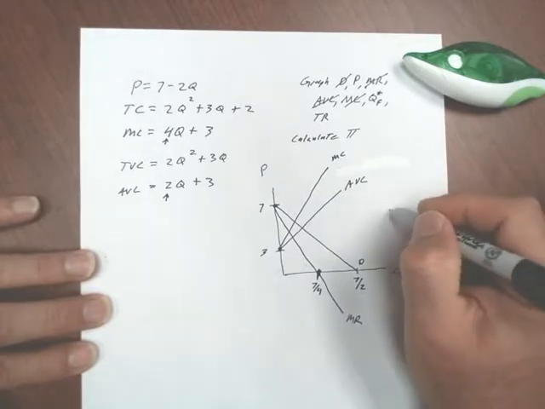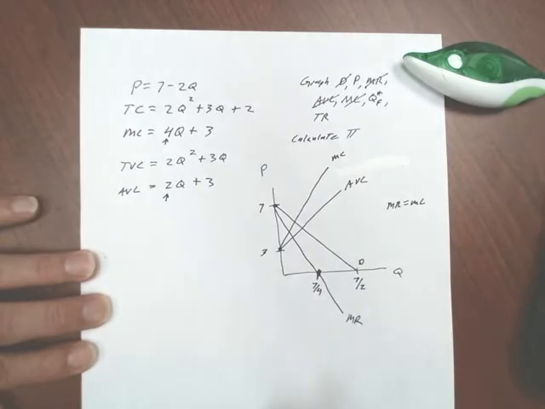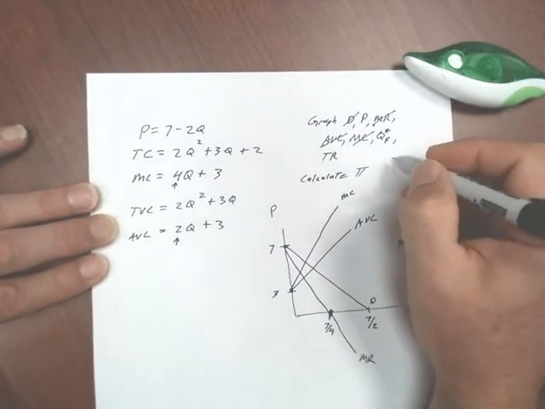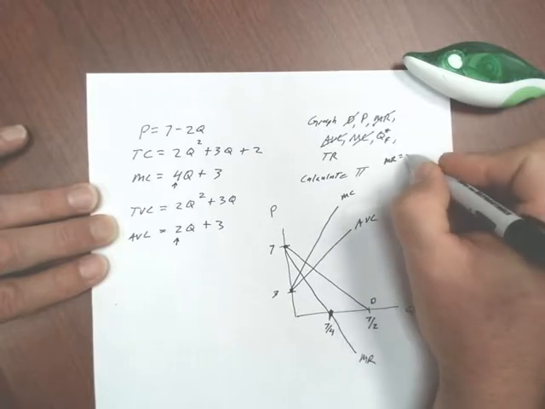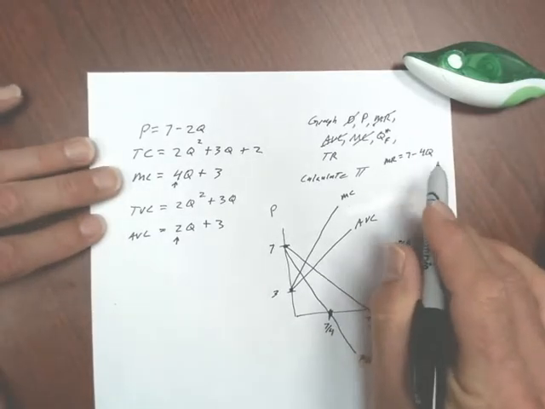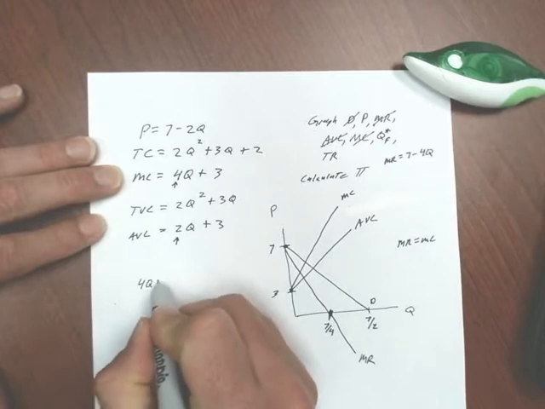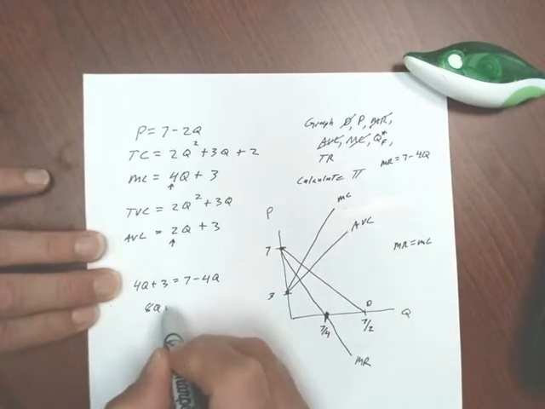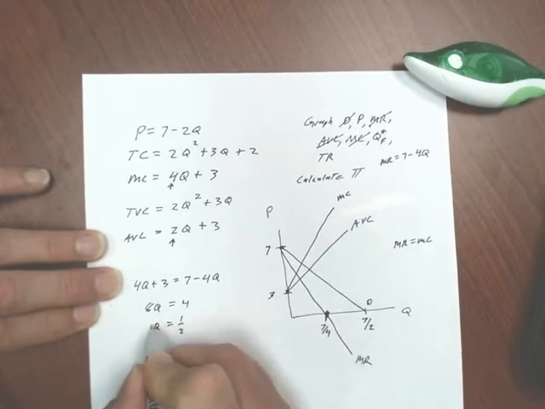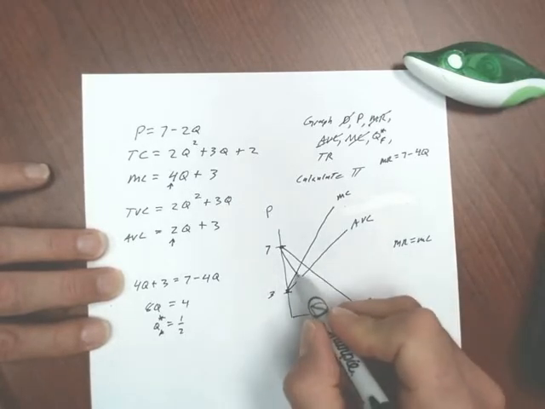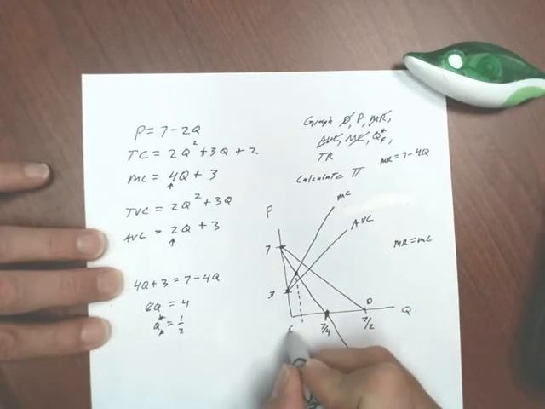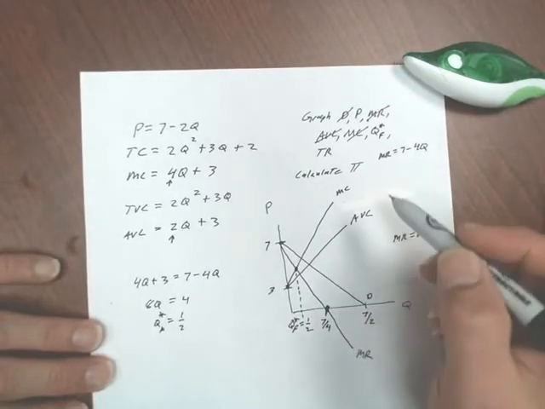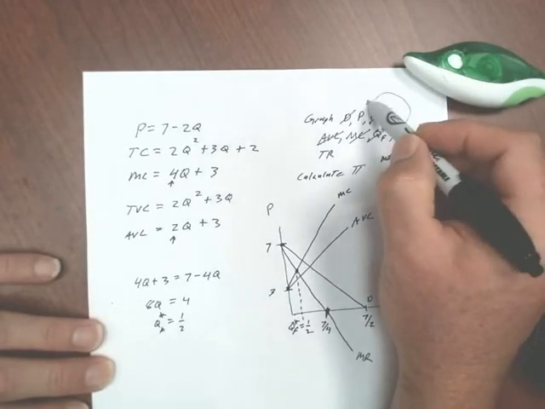Now let's find the profit maximizing output level. The profit maximizing output level again is going to be found by satisfying the profit maximizing condition, marginal revenue equals marginal cost. So we now have a marginal revenue function which is 7 minus 4Q, and we can set that equal to the marginal cost function, which is 4Q plus 3. So 4Q plus 3 equals 7 minus 4Q. So this gives us Q equals 1/2, and that is our Q star F. So this intersection right here is Q star F equals 1/2. Okay, now that settles that.